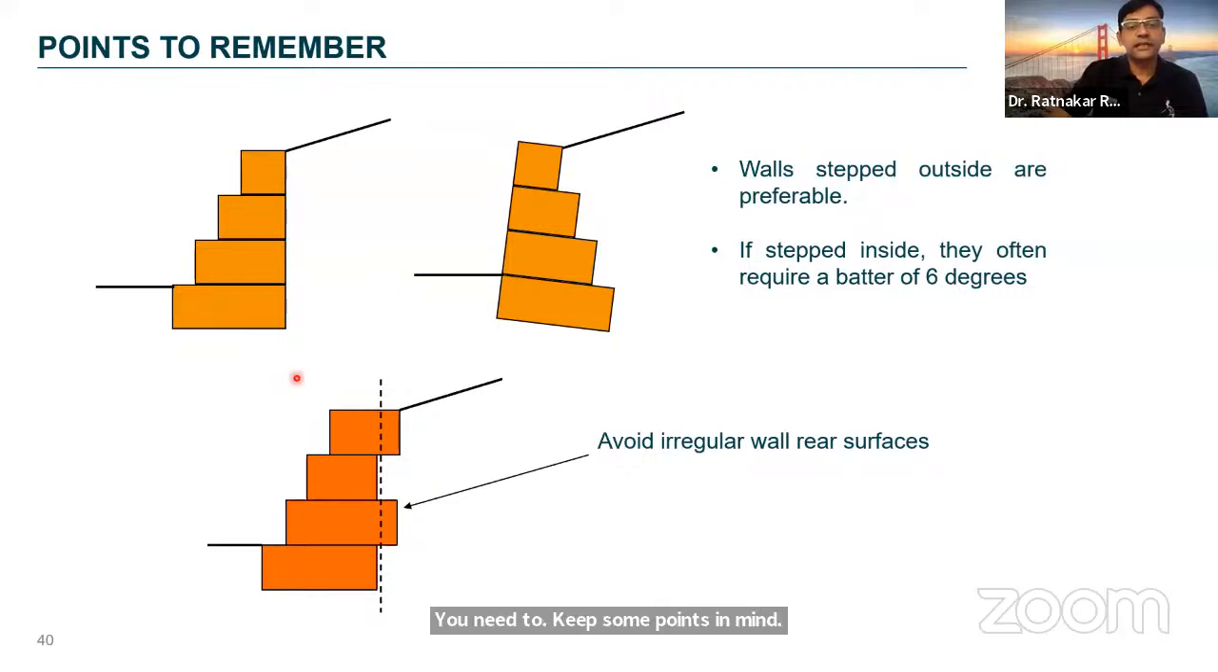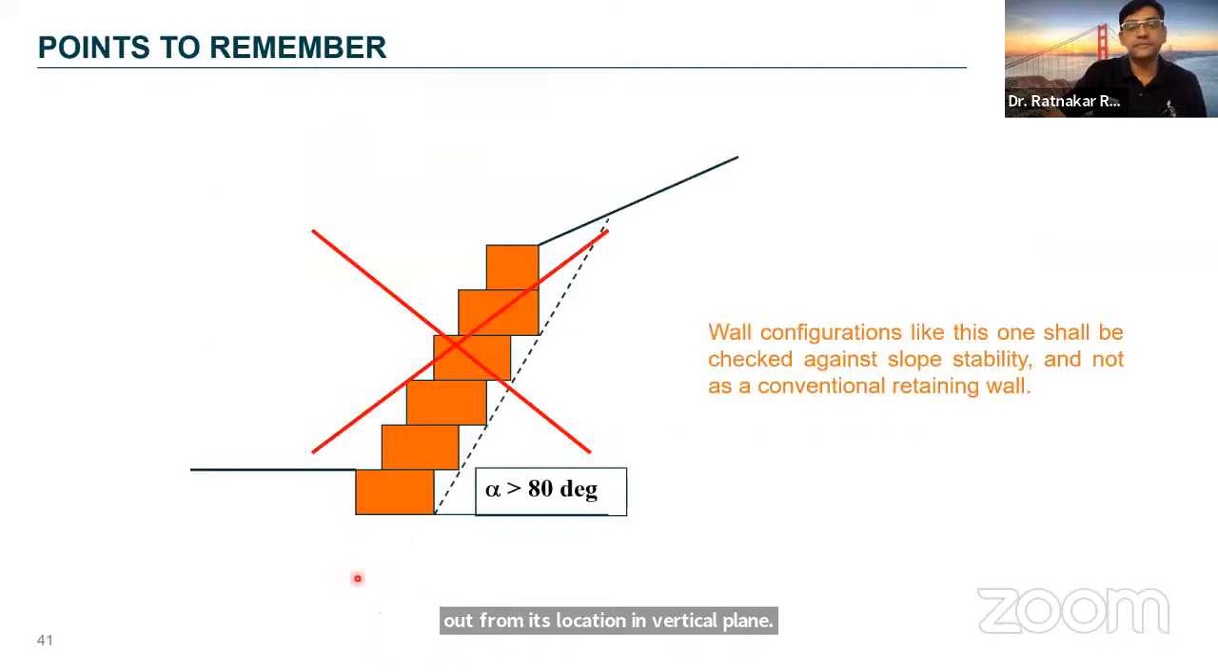If you can see, the Gabion walls can be stepped outside or stepped inside. Usually Gabion walls stepped outside are preferable because they can be constructed on a horizontal ground. When you construct these Gabion walls stepped inside, you will need to provide a batter of 6 degrees. If you see the figure shown at the bottom, avoid irregular wall surfaces, like Gabions projecting out from their location in the vertical plane. Don't follow this kind of design.